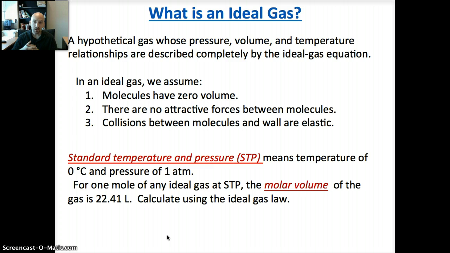The other thing we can keep in mind is that an ideal gas, at standard temperature and pressure, STP, has a molar volume of 22.4 liters. That's always going to be the case. And we can actually calculate this using the ideal gas law equation. If we plug in the standard temperature and pressure conditions of 0 degrees Celsius and 1 atmosphere, then we can solve for the volume, we can solve for that molar volume as well, for 1 mole.